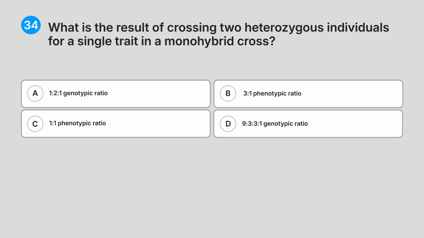34. What is the result of crossing two heterozygous individuals for a single trait in a monohybrid cross? A. 1:2:1 genotypic ratio. B. 3:1 phenotypic ratio. C. 1:1 phenotypic ratio. D. 9:3:3:1 genotypic ratio. What do you think is the answer?